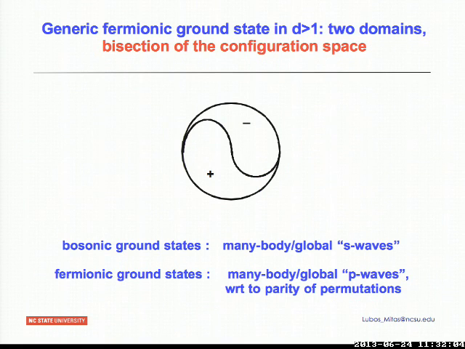So you could say the following. We know all bosonic ground states are S waves in their ground state. Fermionic ground states are sort of global P waves in a sense, with regard to parity of permutations, not to some particular angular momentum or something like that.